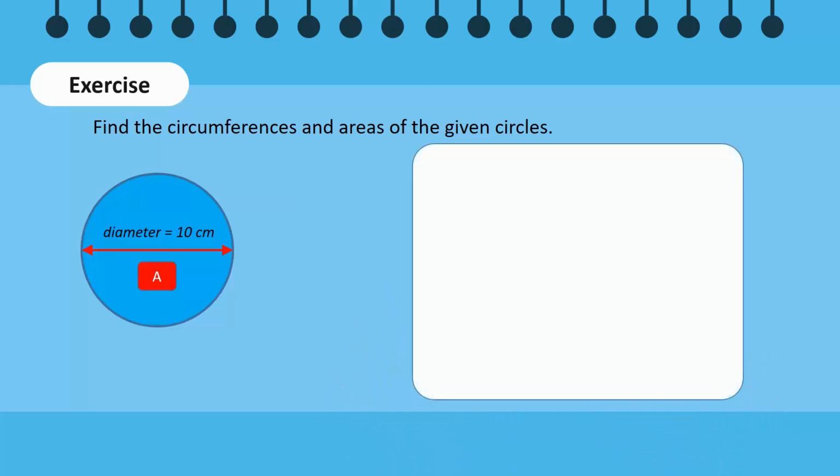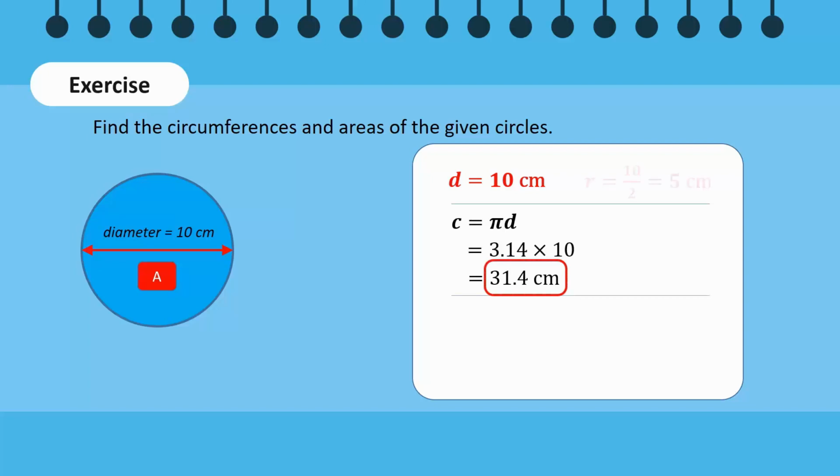Circle A has a diameter of 10 centimeters. Using the formula C is equal to pi d, we get the circumference 31.4 centimeters. The radius of the circle is the diameter divided by 2, which is 5 centimeters. The area is then pi into 5 squared, which is 78.5 square centimeters.